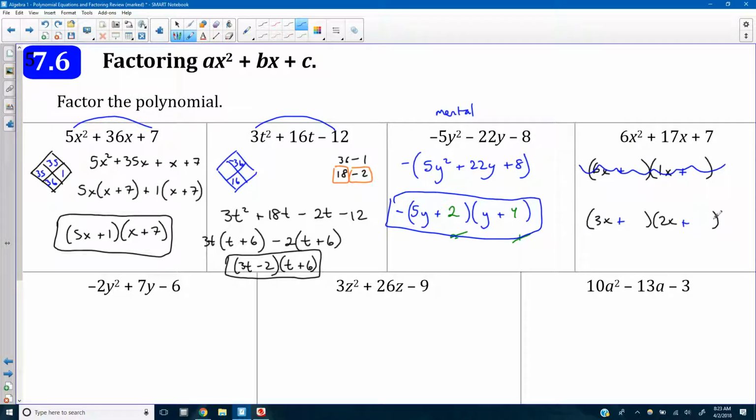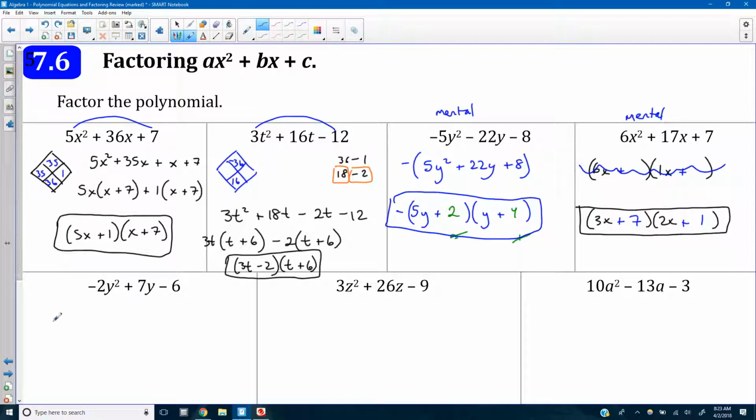3 times 7 is 21. Plus, no, that's not going to be it. 3 times, let's see, this would have to be it. 3 times 1 is 3. 2 times 7 is 14. 3 plus 14 is 17. So it looks like that one's it there. There's my 17x that I get from foiling. And again, if you want to know how to do this more, there is a video that I have on this.